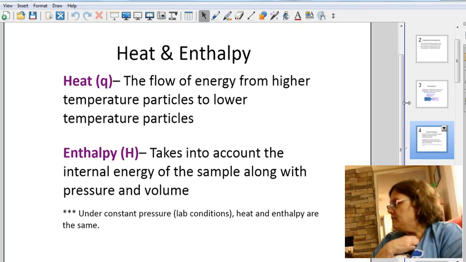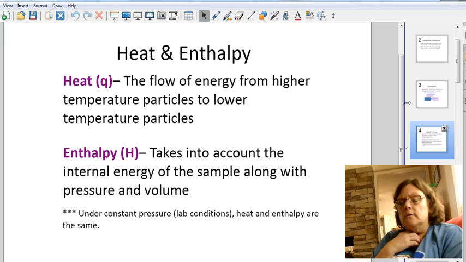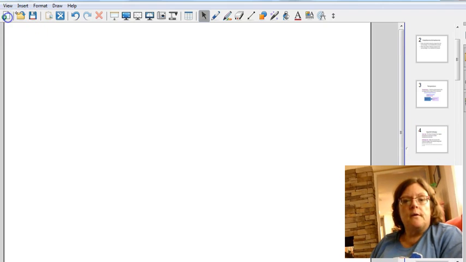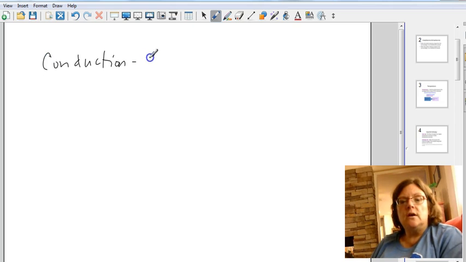Okay? You may have done in middle school or even in elementary school a discussion of temperature change, of heat transfer. There are 3 basic types of heat transfer. There's conduction, which means you're in touch. Heat transfers by touch.